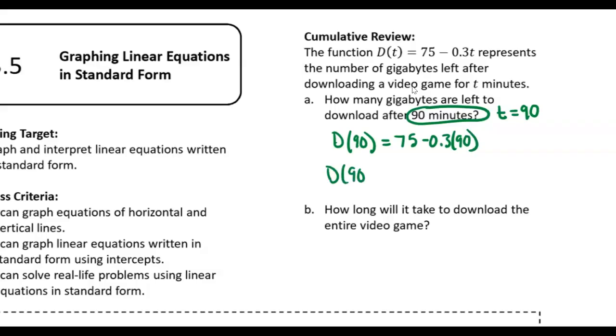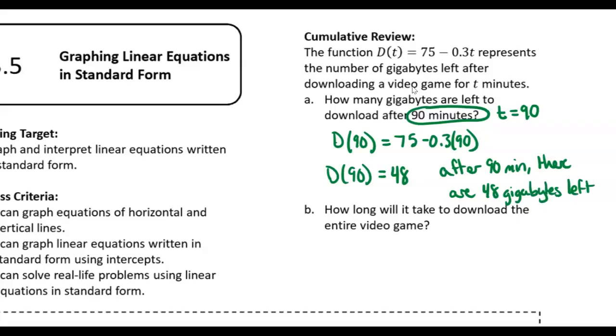When you plug in 90 minutes, you can plug this in your calculator and you get 48. So what this means is after 90 minutes, there are 48 gigabytes left. Okay, it says, how long will it take to download the entire video game? So the entire video game, when it's downloaded, it means there are 0 gigabytes left.